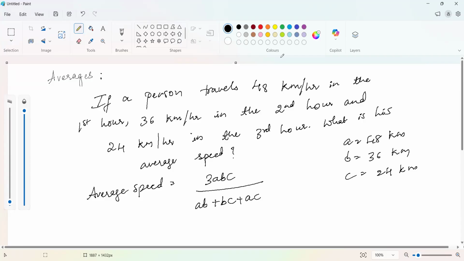We try to solve this. Because it is a single journey and each hour has different speeds, you need to consider the entire journey's average. So you cannot do it by taking a different value for each hour alone. You need to put in this general formula, that is 3ABC by AB plus BC plus AC. Try to find out the value using this formula, assuming A is equal to 48 kilometer, B is equal to 36 kilometer, C is equal to 24 kilometer.